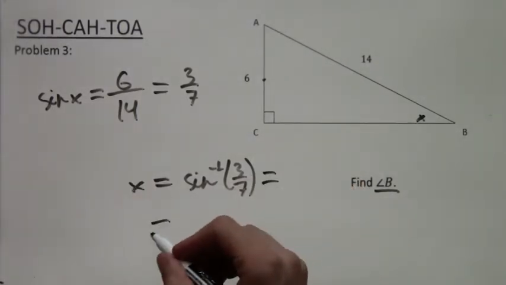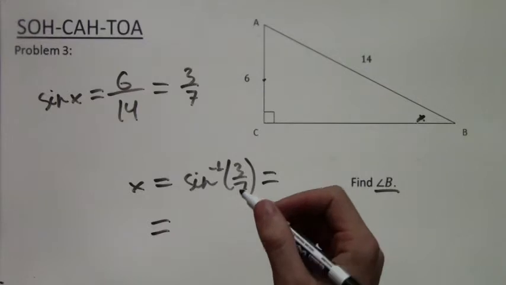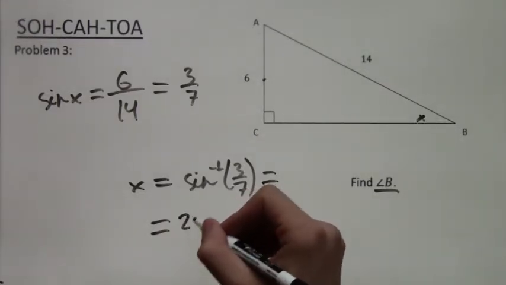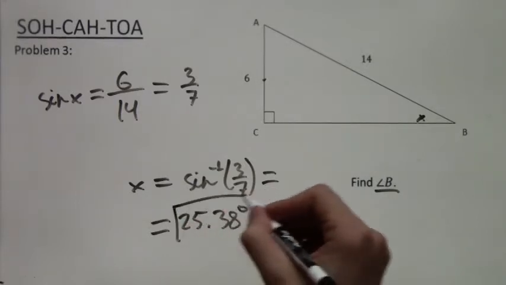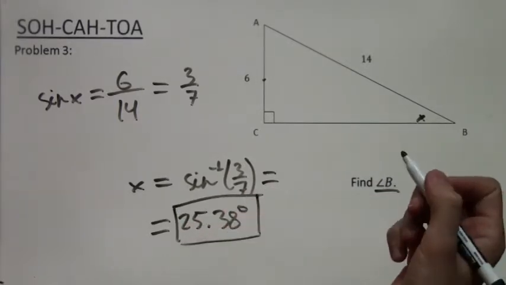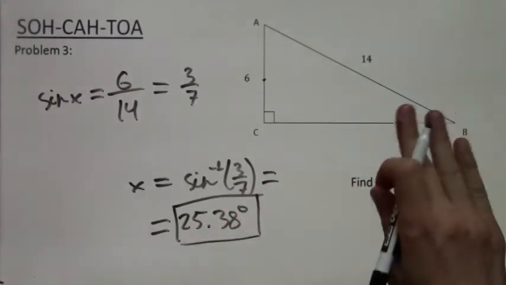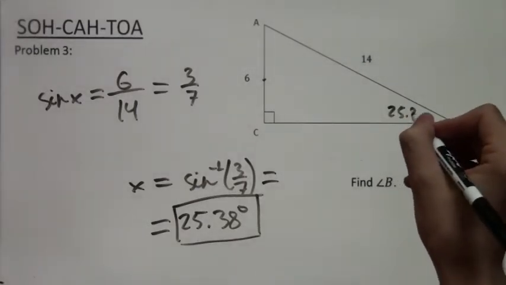Again, sine inverse is kind of like a square root is for the square. If we had x squared, we'd take square roots on both sides. Since we have sine of x, we take sine inverse of both sides. And this gives us the angle of 25.38 degrees.